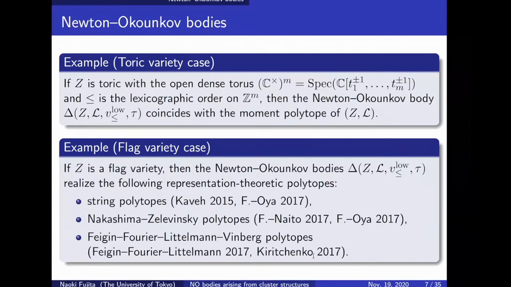Let me give some examples of Newton-Okounkov bodies. First, let us consider the toric variety case. Let Z be toric, and we identify the function field with the field of rational functions using the coordinates of the open torus. Then, the Newton-Okounkov body associated with the lexicographic order gives the moment polytope of the toric variety. So, in this sense, Newton-Okounkov bodies generalize the moment polytopes of toric varieties to arbitrary projective varieties.